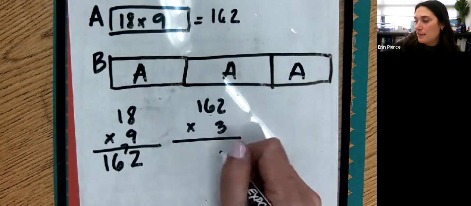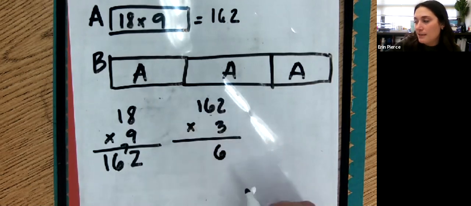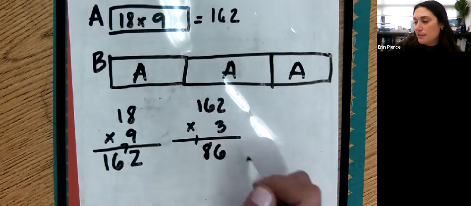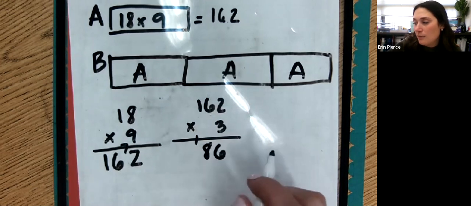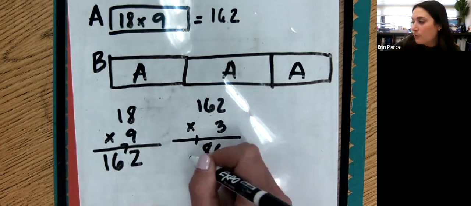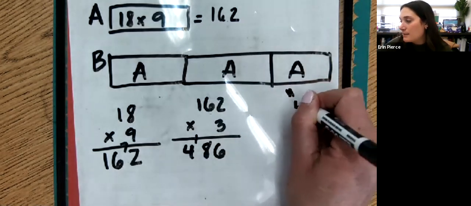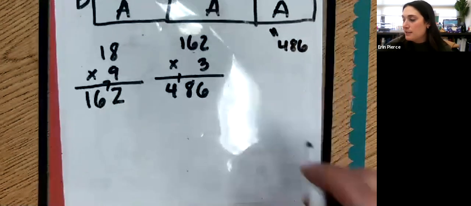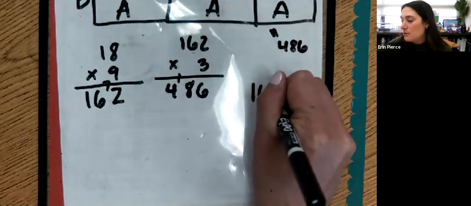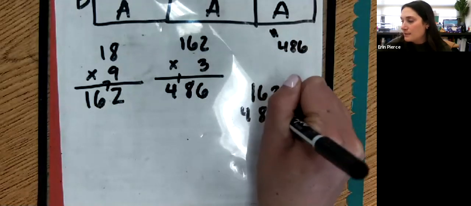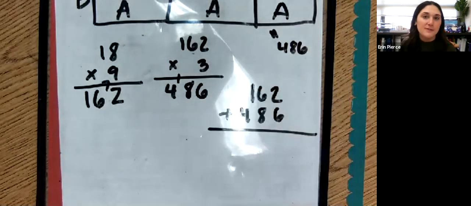2 times 3 is 6. 3 times 6 is 18. 1 times 3 is 3 plus 1 more is 4. You guys got a total for B as 486, right? Then we need to add 162 and 486 to get our total number of seats.